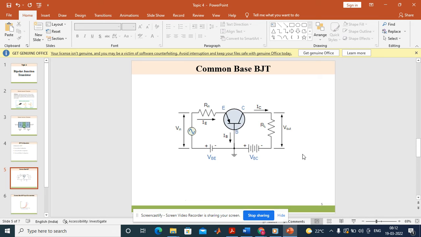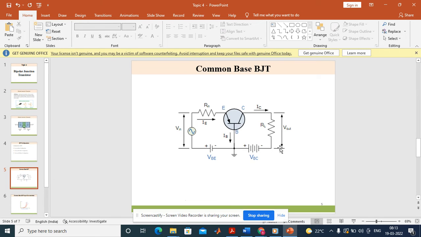This is a circuit for a common base bipolar junction transistor, wherein the emitter is connected to the positive terminal, and the base is given the negative terminal. In this way, the emitter base junction is forward biased, and this is a PNP transistor. So the P-type collector is connected to the negative terminal of the supply, and the positive is connected to the base terminal.